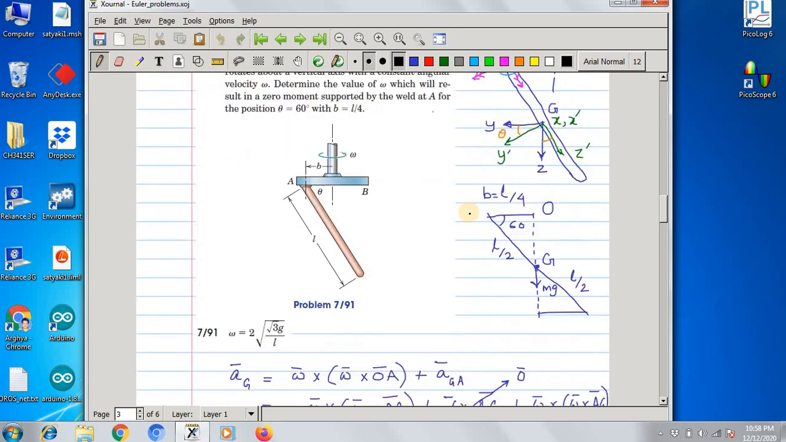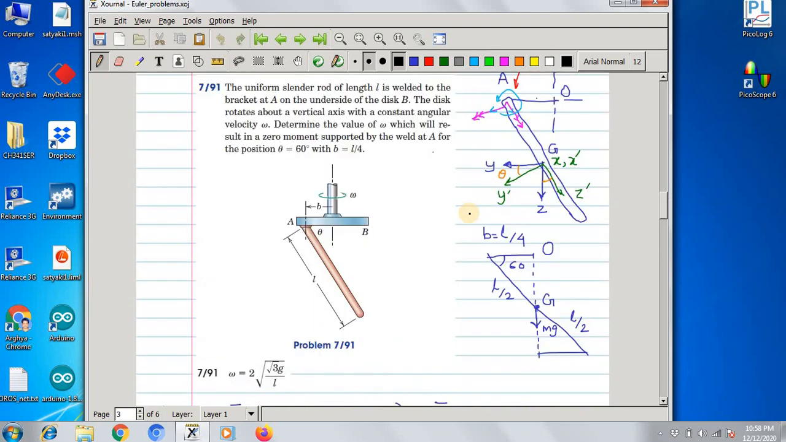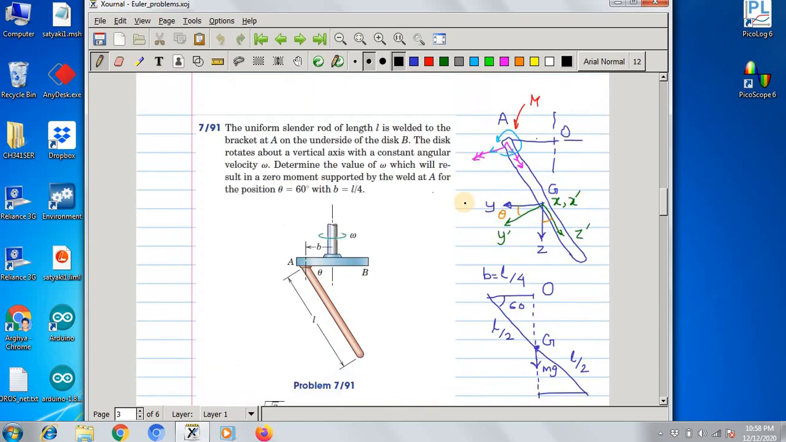Okay, so here it is better to take moment about A. Why is it better to take moment about A? Because these reaction forces will not have any moment about A, but A is neither a fixed point nor is it the center of mass, so we cannot take moment Euler equation about A. We have to take it about the center of mass.